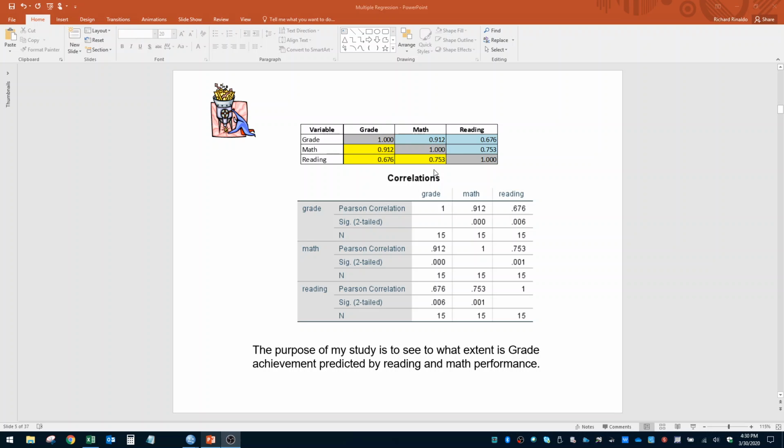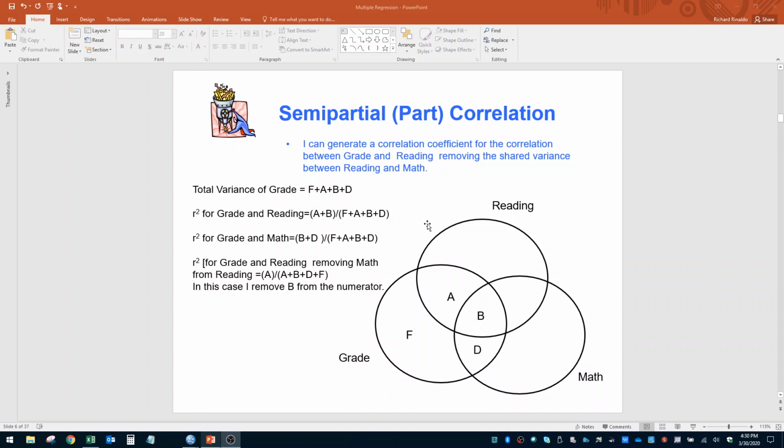Now, what I want to do is predict grade, and we're using as my predictors reading and math. So my independent variables are reading and math, and my dependent variable is grade. The total sum of squares for grade is made up of the areas within this circle here, so the areas F, A, B, and D. F is the part of grade that is not explained by either reading or math. So it would be, in a sense, my residual.